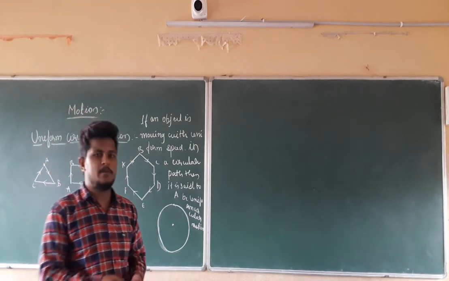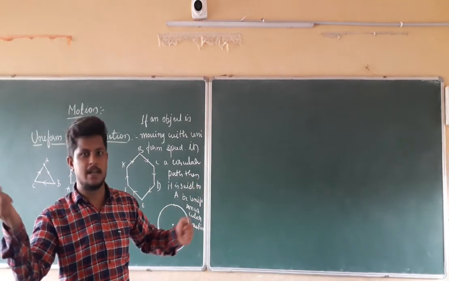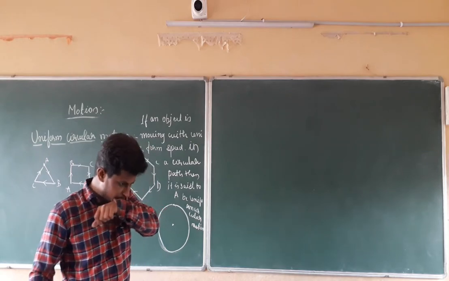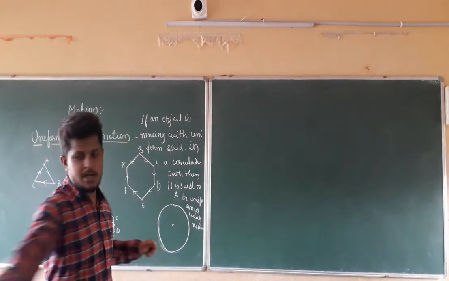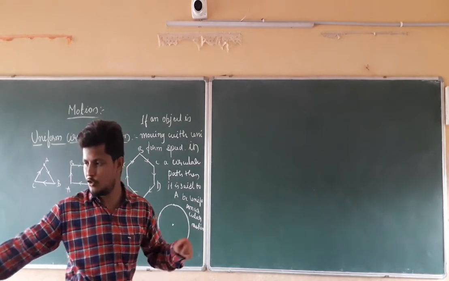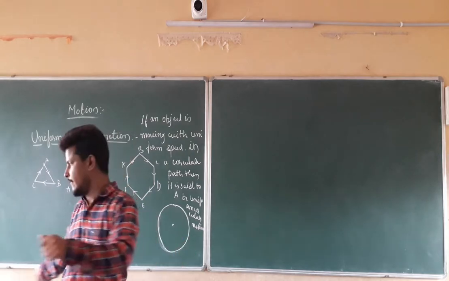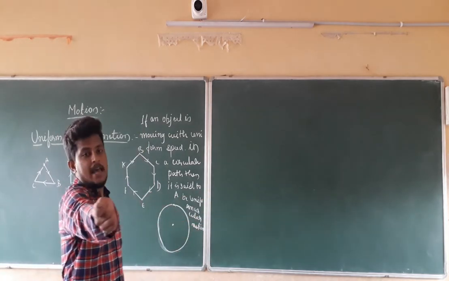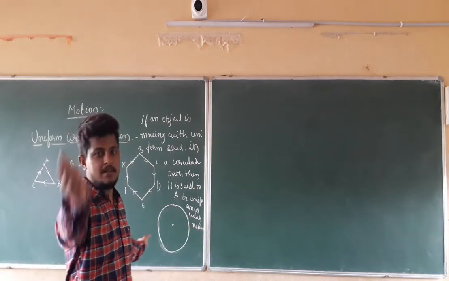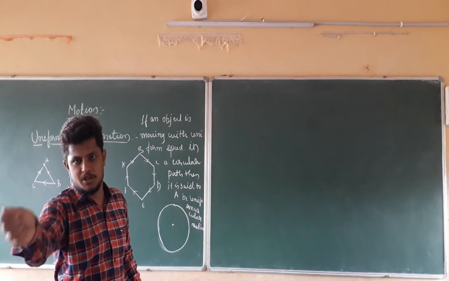In the same manner, in the hammer throw, the thrower is going to rotate the hammer like this. First, he is going to give the circular motion to the hammer. After that, he is going to leave it. When I leave it, the hammer is going to move tangentially to the direction of the motion at that position.